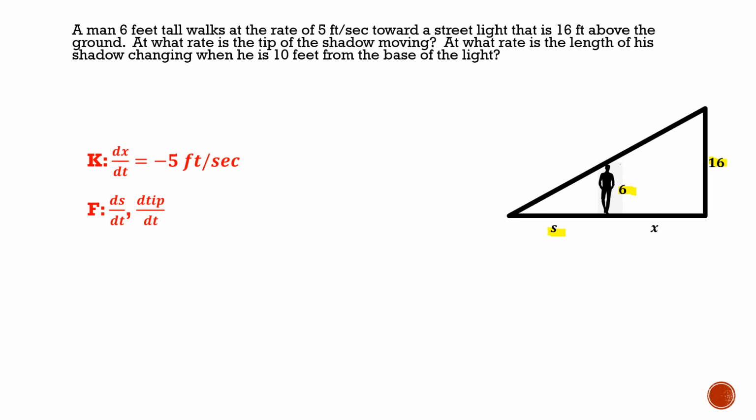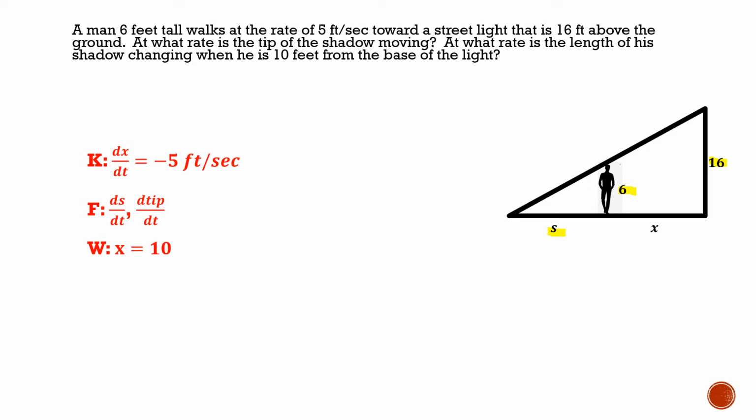What we're trying to find in this question, they're asking us two things. They're asking us the rate of the shadow, and they're asking us the rate of the tip of the shadow. And they told us that we're trying to find these values when x equals 10. So I'm going to start with ds/dt. I'm going to start with the length of the shadow itself, and I'll worry about the tip later.